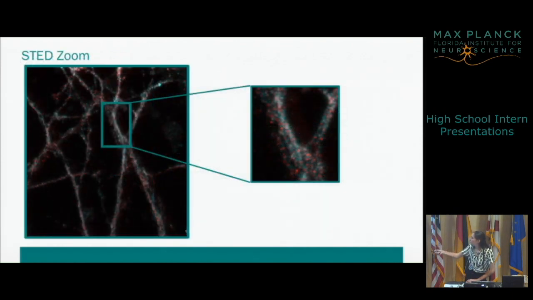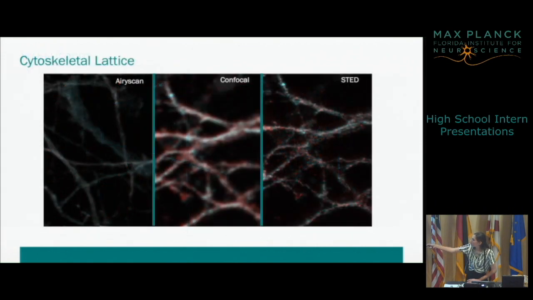In this zoomed portion here, we can see even further that there's more of a pattern where they begin to alternate and build off of each other. Here's another. If we look back to our confocal and our Airyscan, we can see that it was blurred out. We couldn't see exactly where their locations were.